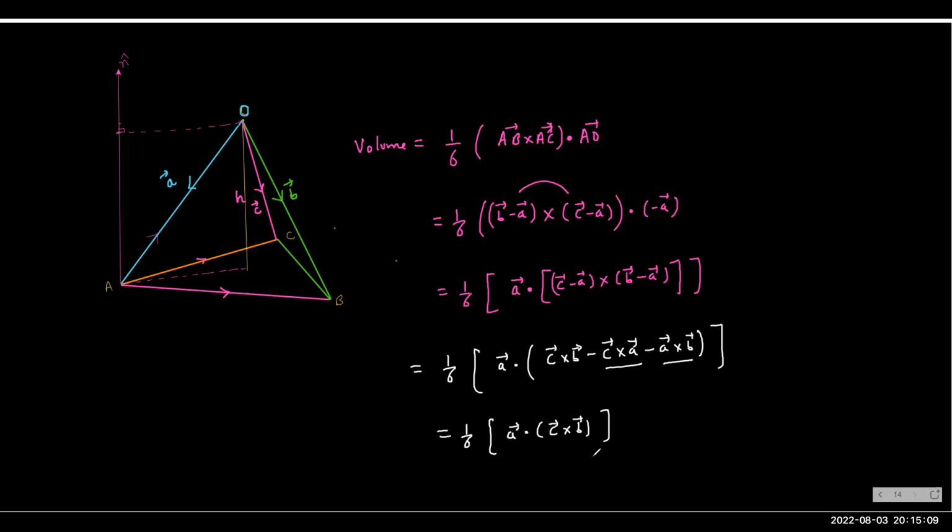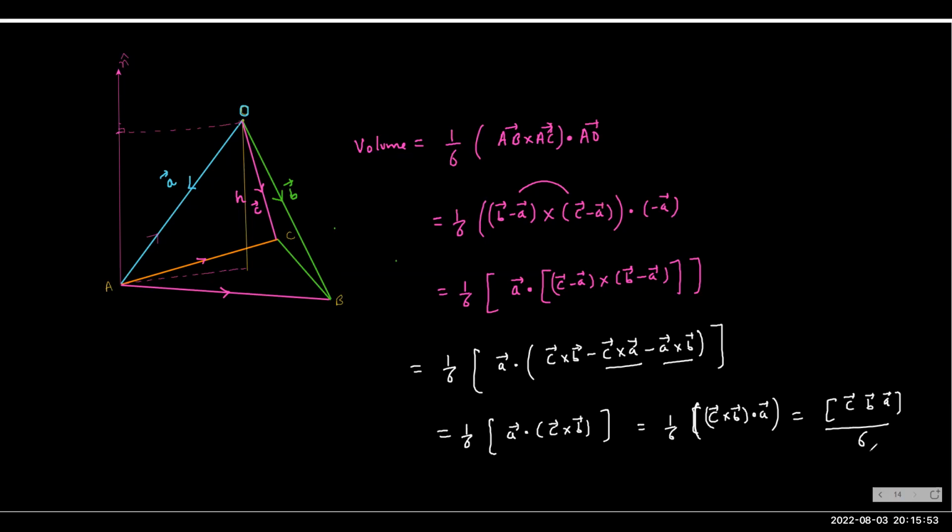A dot B cross C. Okay, but the order is not nice. A cross C. So B minus A. Okay, fine. Anyway, of course, the order has changed. You can write it like C cross B dot A, which is eventually like the triple product CBA upon 6.